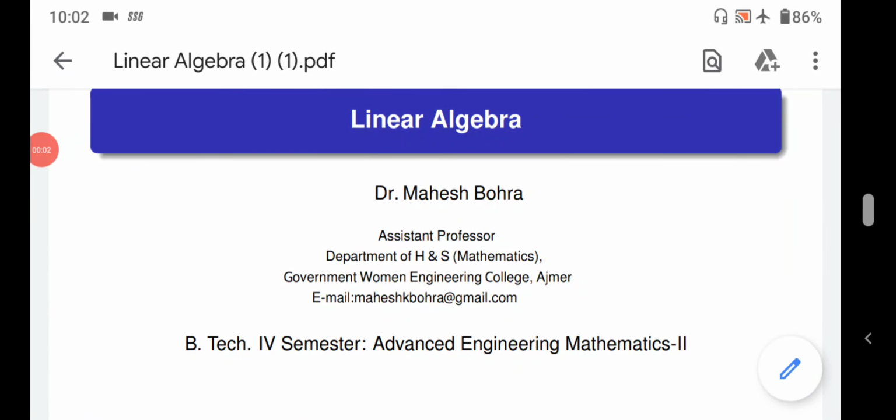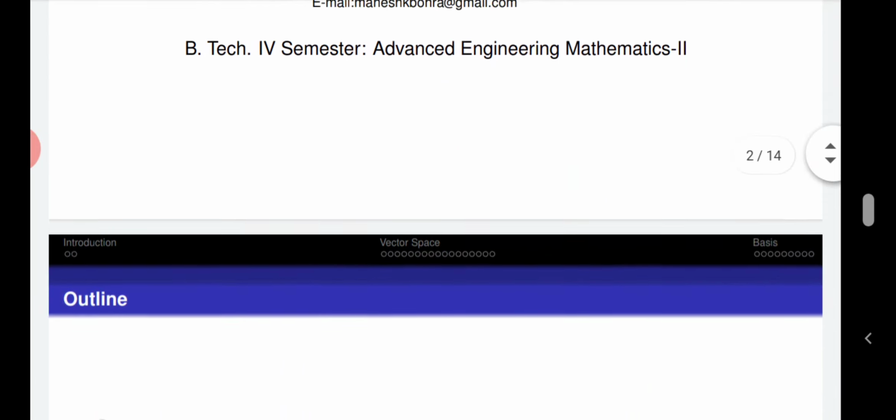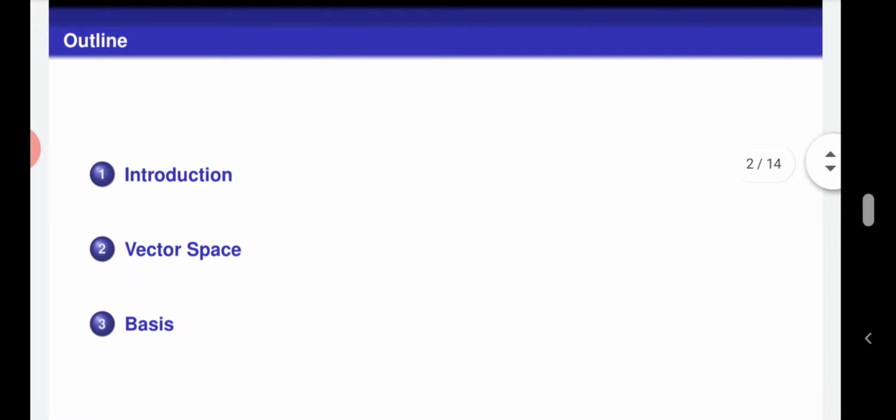Dear students, today we start a new topic, that is linear algebra. This part has a lot of theorems with a little bit of calculation, and I hope that you will enjoy linear algebra with theorems. So today we start this topic. In this we have introduction, vector space, basis, and some other related topics in the part of linear algebra.